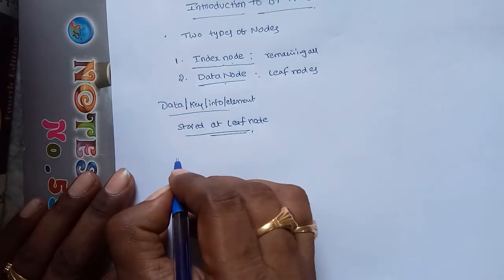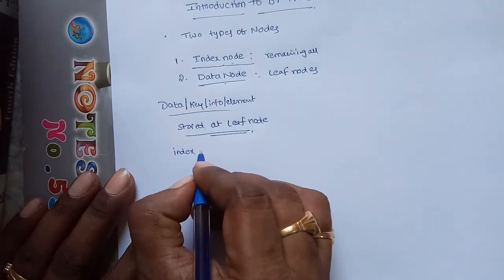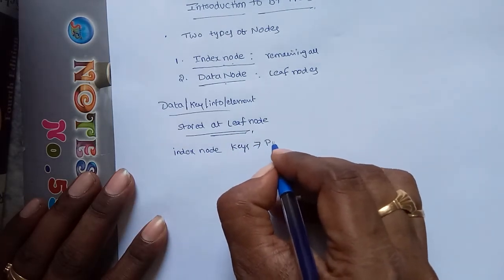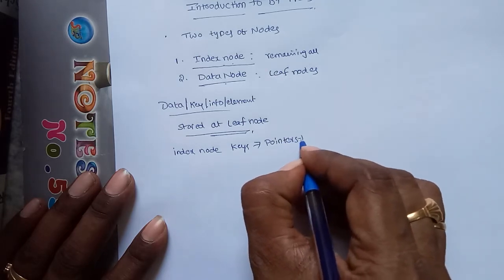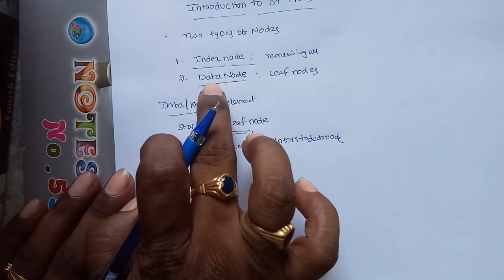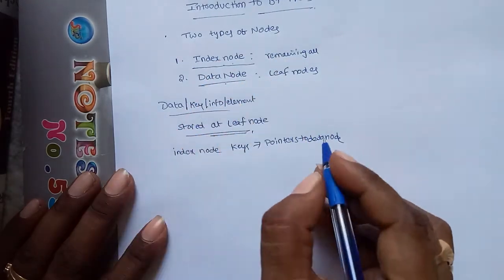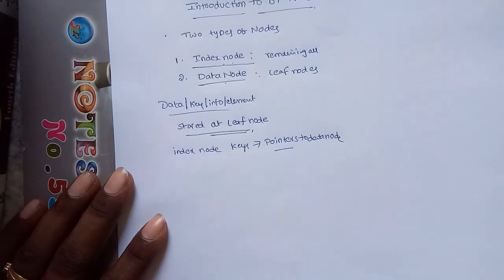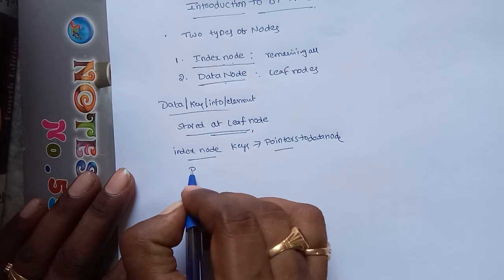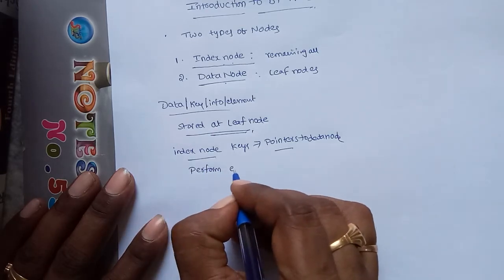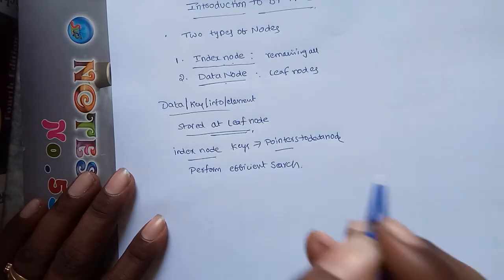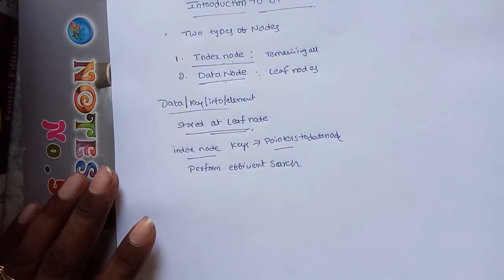Then what is the need of index node? The index node contains keys that make pointers to data nodes. Index node contains only the keys that point to data nodes. The main purpose of index node is to perform efficient search. To improve the search operation, these index nodes are used.